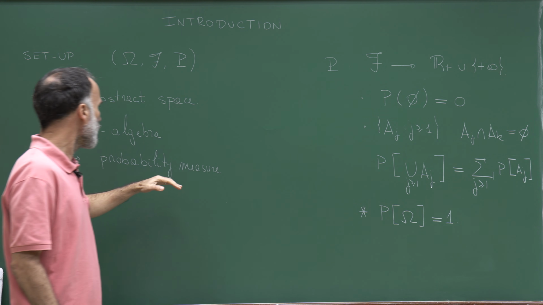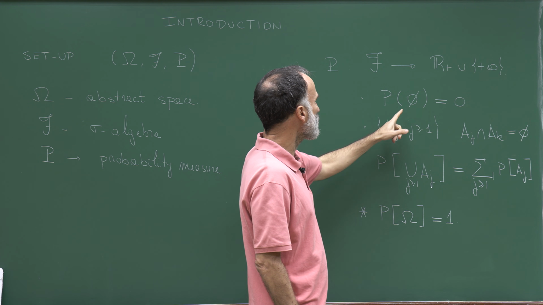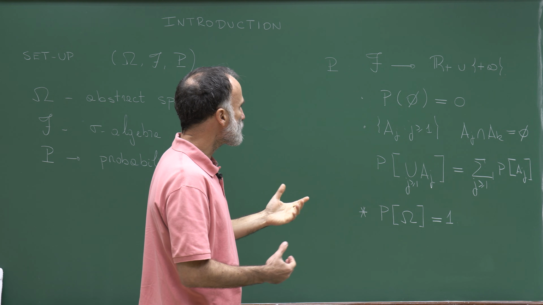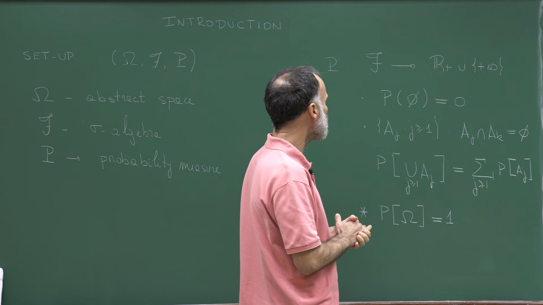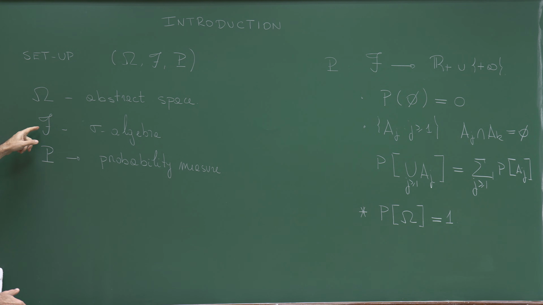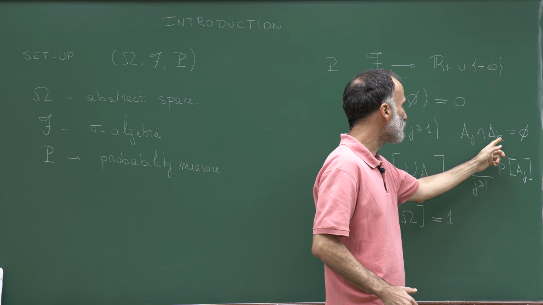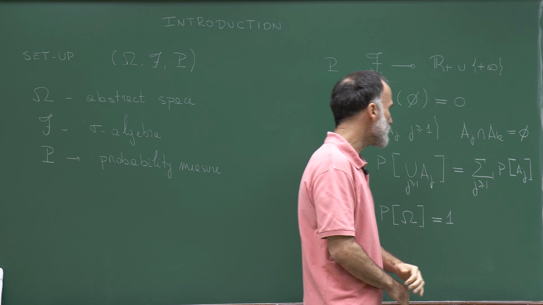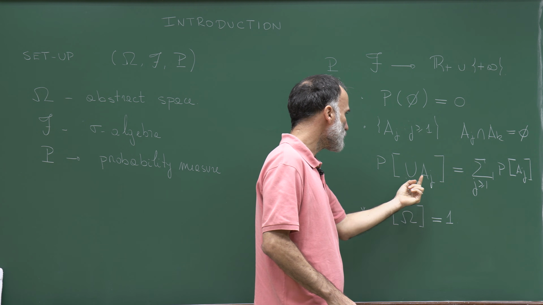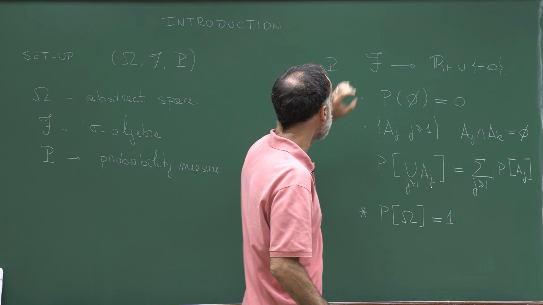So what does it mean that P is a measure? Remember, this function has two properties. The first one is that P of the empty set is equal to 0. And the second property is that this function is sigma additive in the following sense. If you take a family Aj of elements of F, which are disjoint 2 by 2, so if J is different from K, the intersection of Aj with Ak is equal to the empty set, then the measure of the union of the sets Aj is equal to the sum of the measures. So these two properties define a measure.